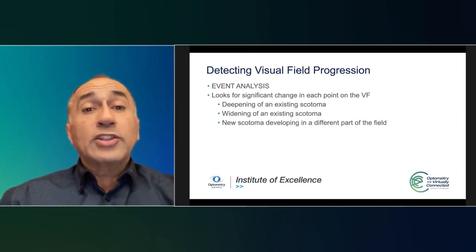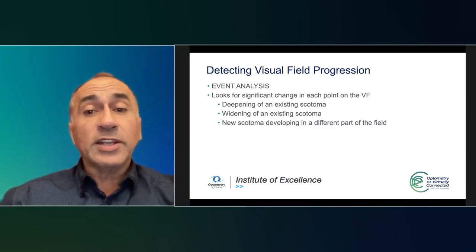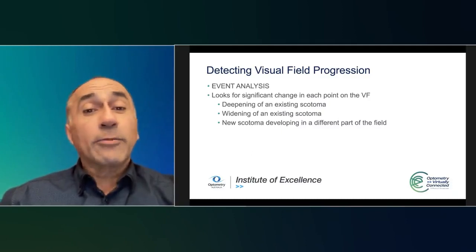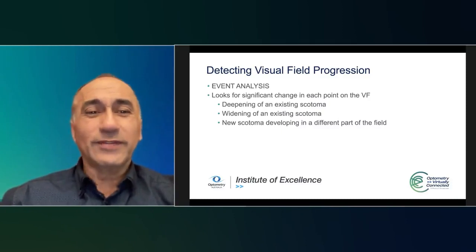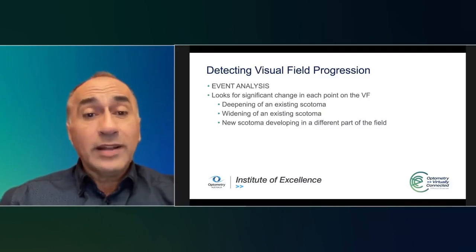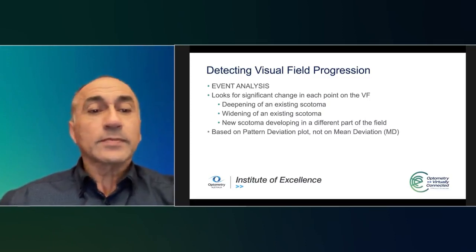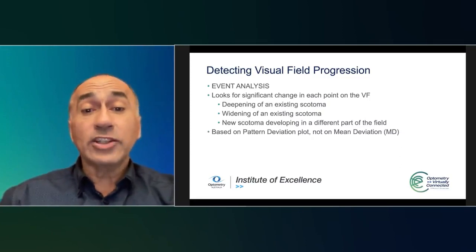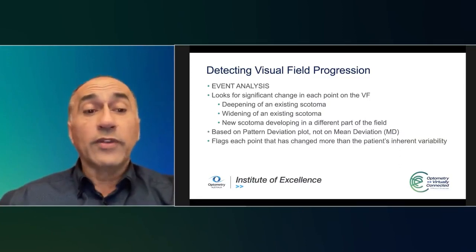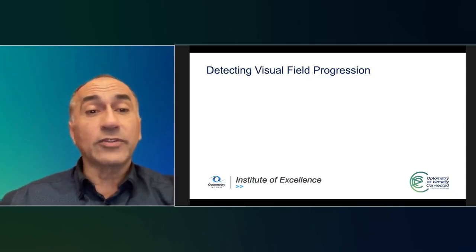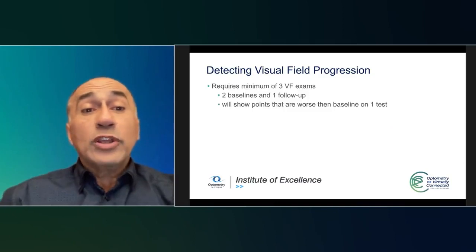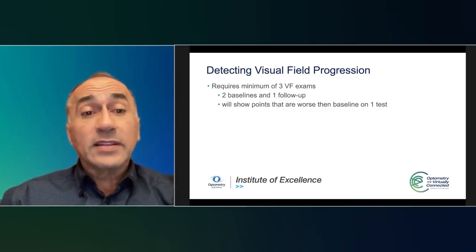So if your patient has, for example, high-risk ocular hypertension, they don't have a visual field defect, or they've got preparametric glaucoma, they don't have a visual field defect, and they now start to develop one, the event analysis will pick that up for you. The mean deviation may not pick it up. So it's based on the pattern deviation plot, not the MD or the VFI. It flags points that have changed more than the patient's test-retest variability. Now, for that to work, you need 2 or 3 baseline exams and 1 follow-up exam, and it'll show you which of those points are worse than the baseline.